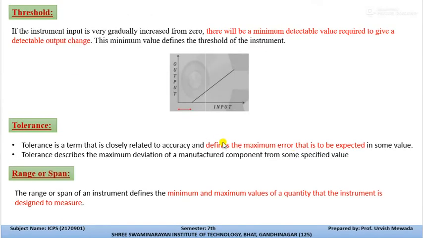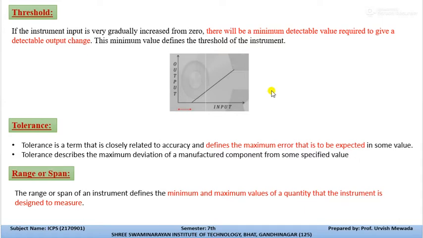Now the next characteristic is threshold. Threshold is also expressed using this diagram. You can see that from 0 to this point of input, your system is not responding, or there is a minimum detectable value required to give a detectable output change. So that is called the threshold. It means for a particular minimum input, the system is not giving a response. After a certain point the system will respond, so this point is called the threshold point of the instrument. From this graph you can easily understand the threshold.